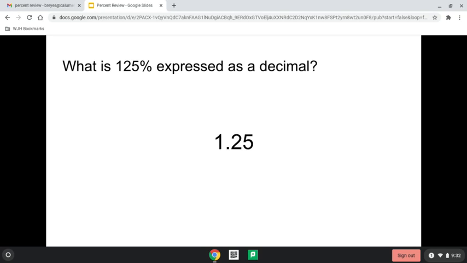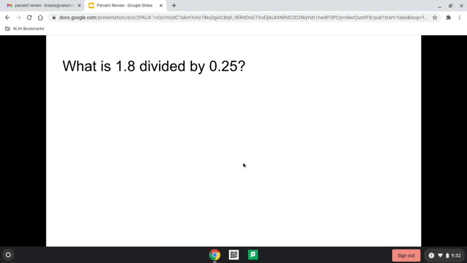Now our next thing we're doing is dividing decimals. What is 1.8 divided by 0.25? Now that's pretty confusing, but we can change it. We simply move the decimal point 2 places to the right so that we don't have a decimal point in either of our numbers. And now it's a lot simpler.